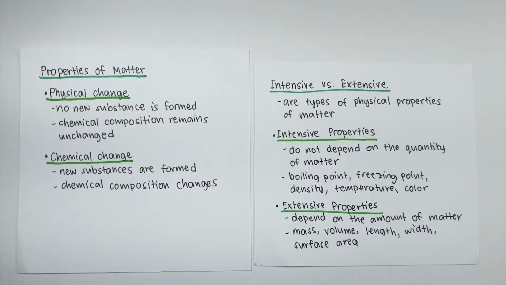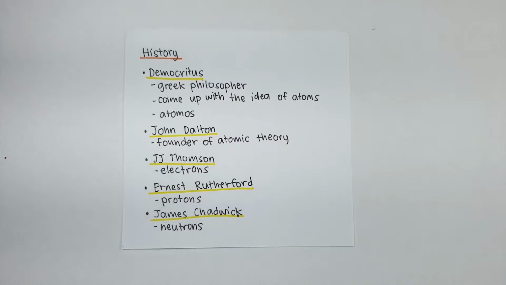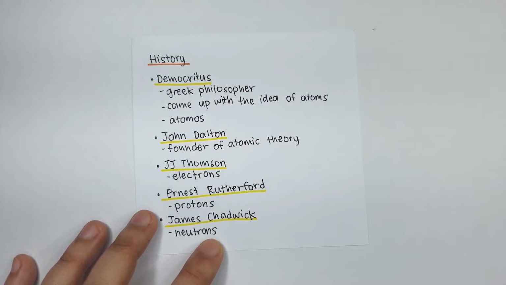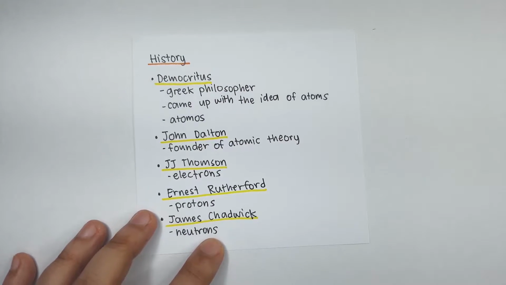So, yung extensive properties, ito yung mga properties that depend on the amount of matter like mass, volume, length, width, and surface area. Now, let's talk about the history of chemistry. Now, may short version and extended version ako. Yung short version is ito.